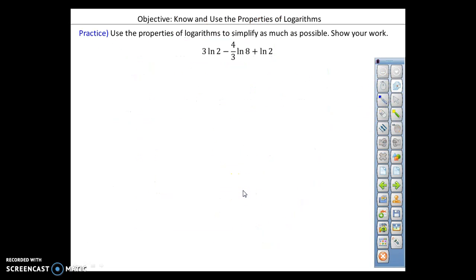All right. If you'd like to practice this one, go ahead and pause here.